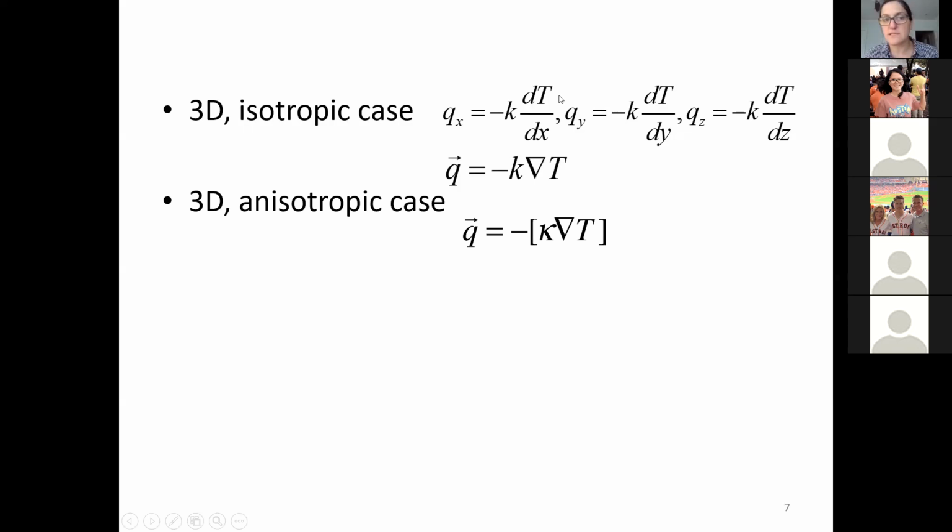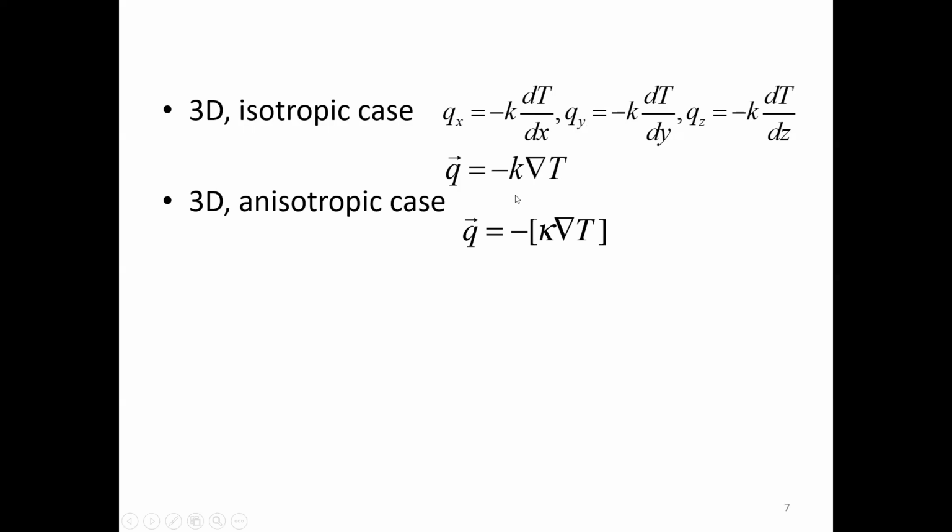So in this, we can recognize that Qx, Qy, Qz are simply the x, y, and z components of a vector Q, which is my flux, heat flux.